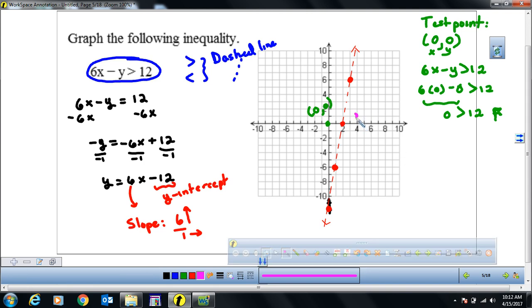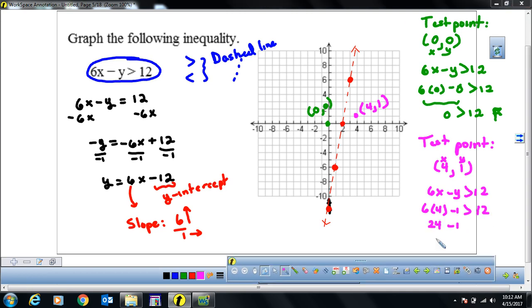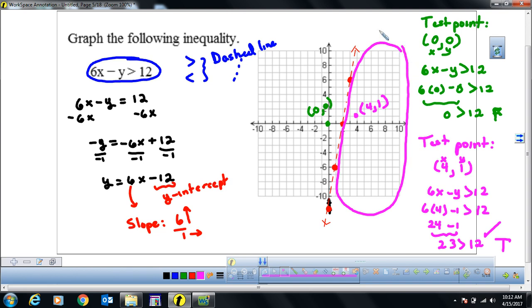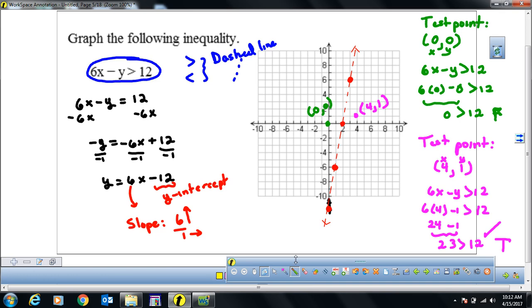Okay. So now we're going to test any test point that you wish on the right side. Let's say I'm going to use this one, 4, 1. And you will see that if I put in 4, 1, look what's going to happen. When x is 4 and y is 1, 6x minus y is greater than 12. So 6 times 4 minus 1 is greater than 12, which is 24 minus 1, and that is 23. 23 greater than 12 is true. Since this is true, that means that any point that I substitute into the original inequality that lies on the right side of this line is going to be true. Any point on this side will be true, meaning that any point on the right side is a solution.